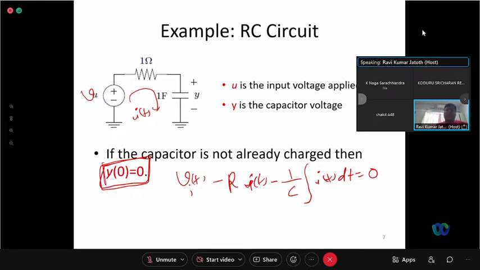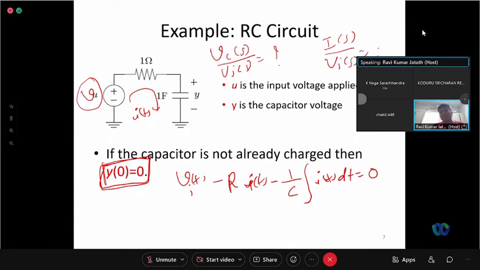So what am I interested in? If I apply voltage, how does the voltage across the capacitor change? Vc of s by Vi of s. I may be interested in this term, or I of s by Vi of s, which means how the current in the circuit changes when I apply voltage suddenly. So I can obtain two transfer functions. If I want this, I can directly apply the Laplace transform.